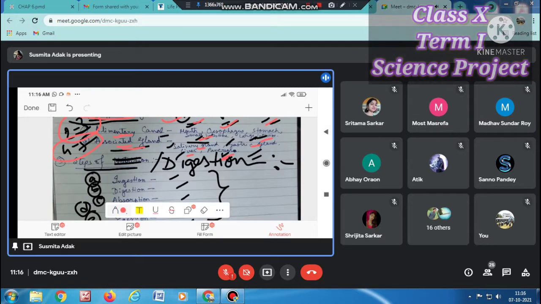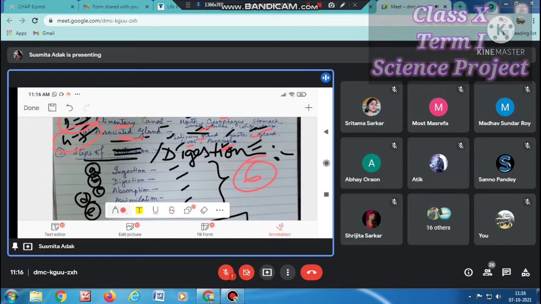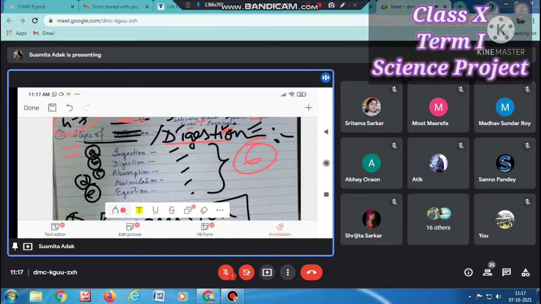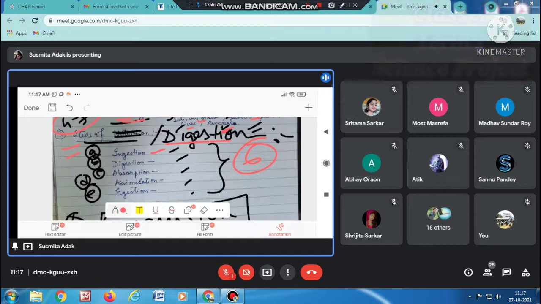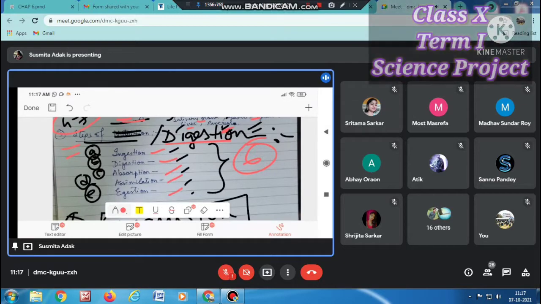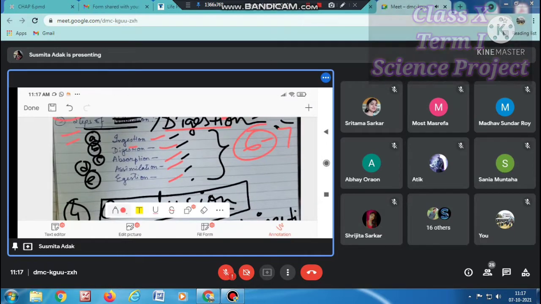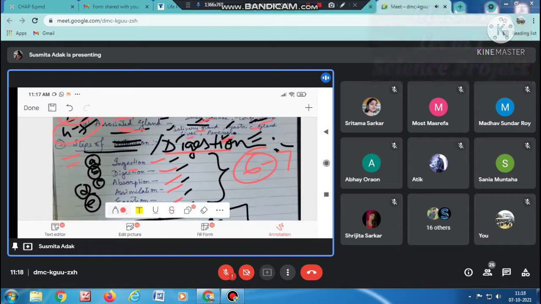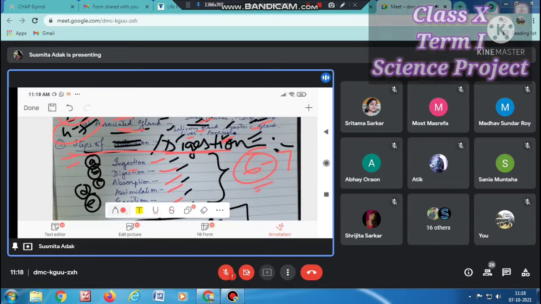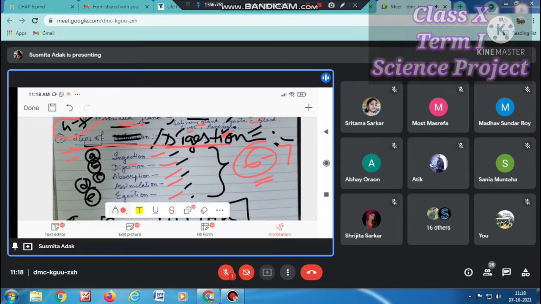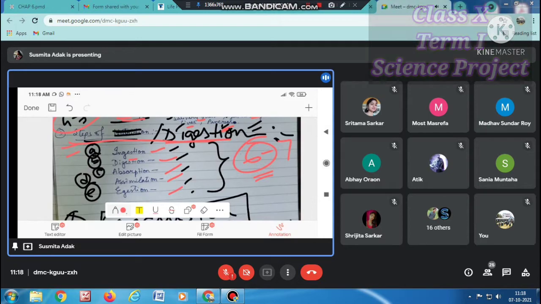Okay, done. Next, in page number 6, you will write the steps of digestion. In the steps of digestion, there are 5 points, that is ingestion, digestion, absorption, assimilation, and egestion. So you have to write the definitions of these steps of digestion on page number 6. For all these 5 parts you have to write the definition for each.